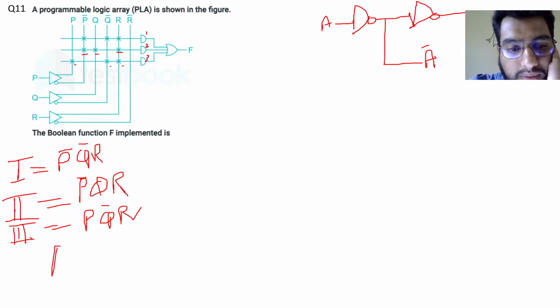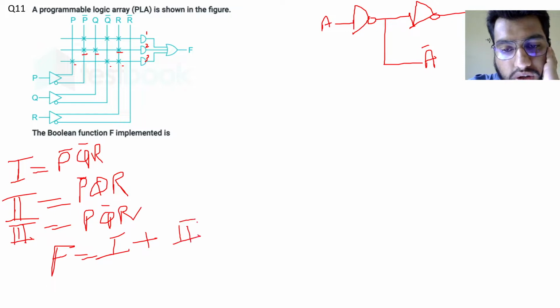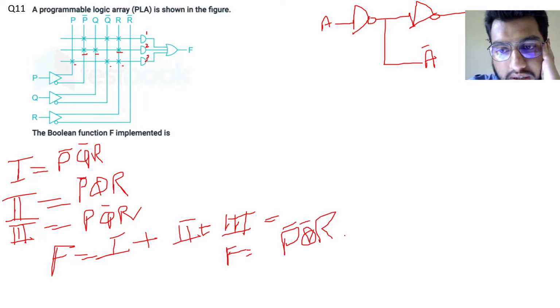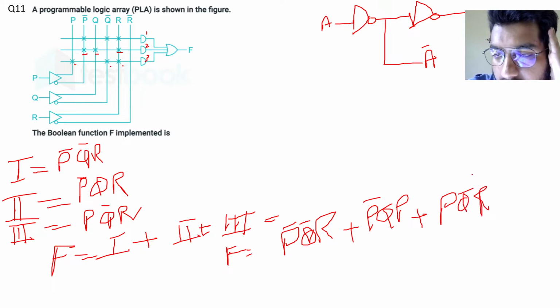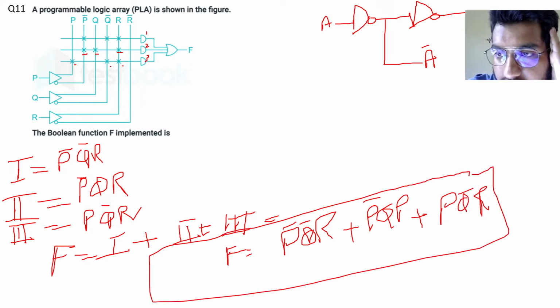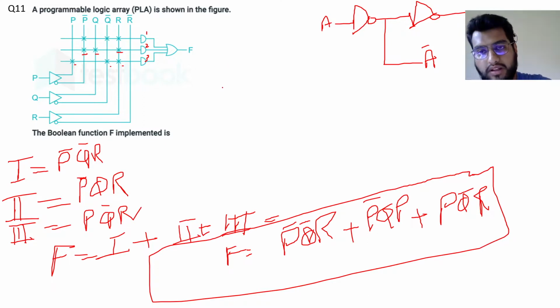So my F will be equal to 1 plus 2 plus 3, the OR of three terms. F is simply equal to P complement, Q complement, R, OR P complement, Q, R, OR P, Q complement, R. So this is my final expression. This was regarding the programmable logic array.